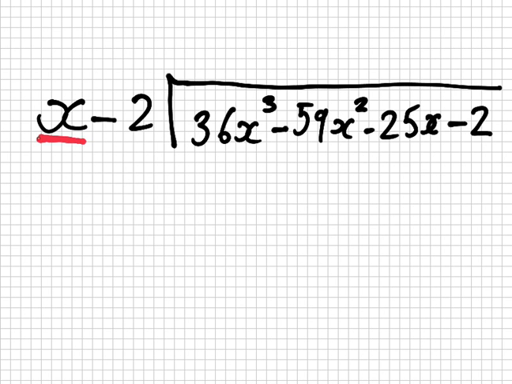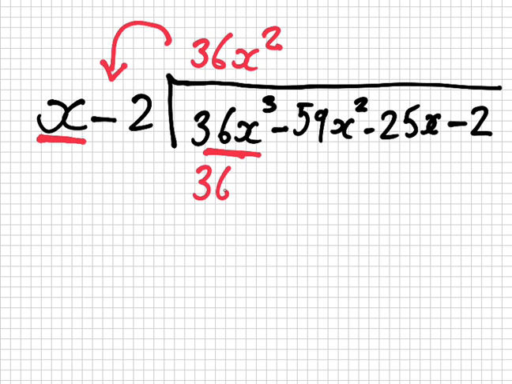So what you do first is you take the x here, and you ask yourself, what do I multiply x by to make 36x cubed? And the answer is 36x squared. Then you do the actual multiplying. So 36x squared times x is 36x cubed. And 36x squared times minus 2 is minus 72x squared. And then you finish by subtracting.